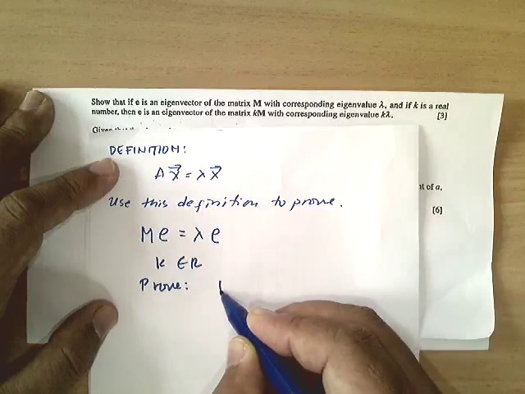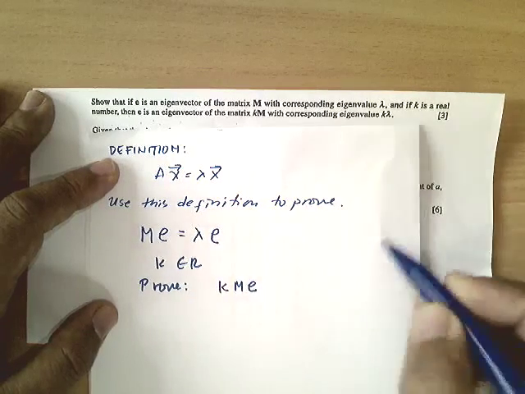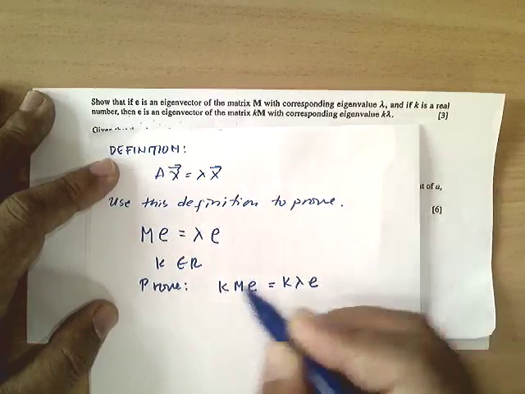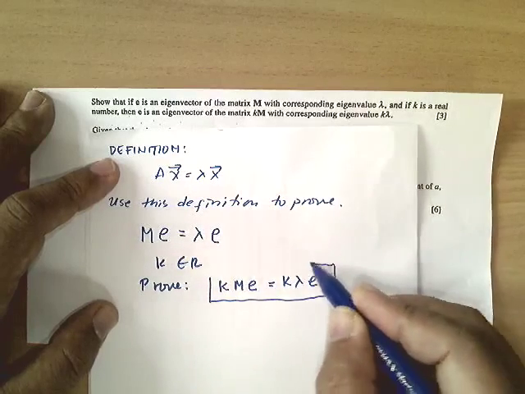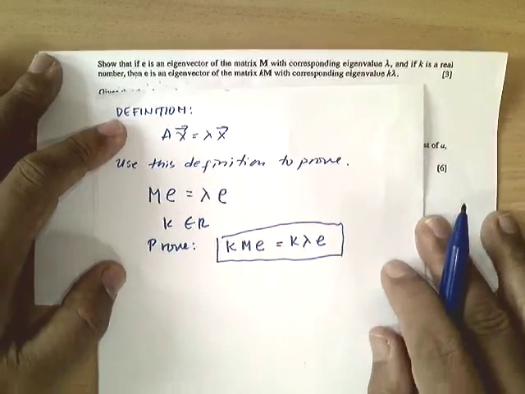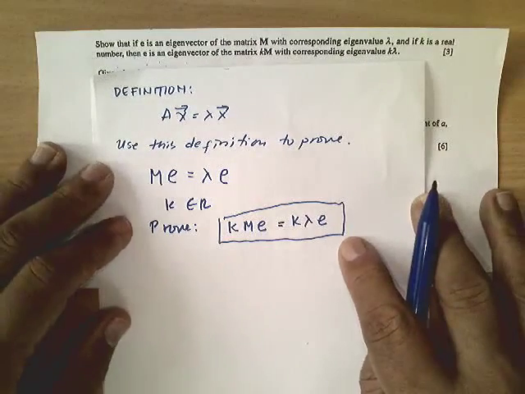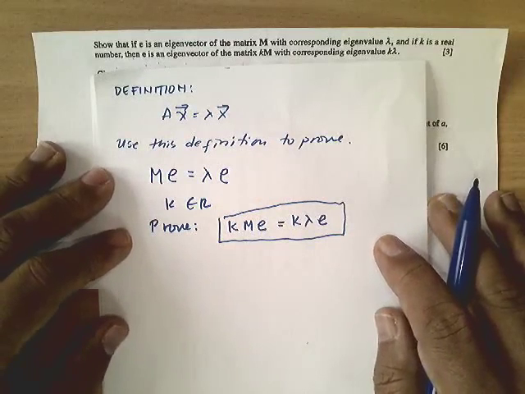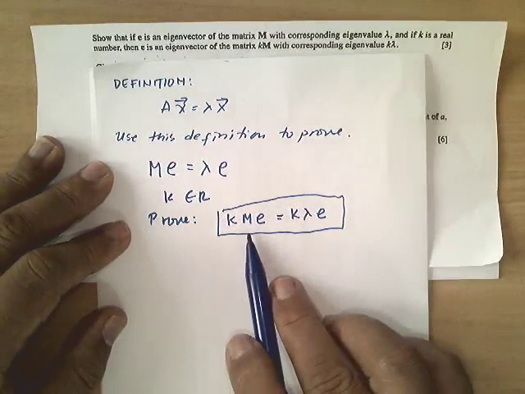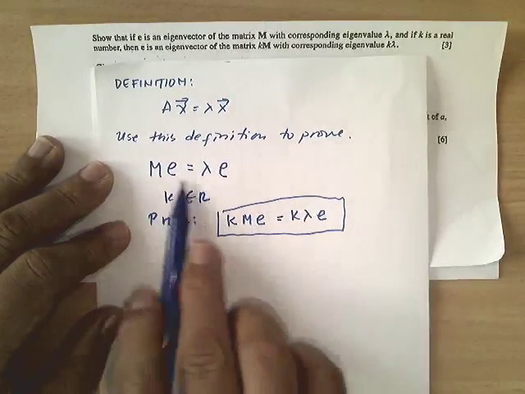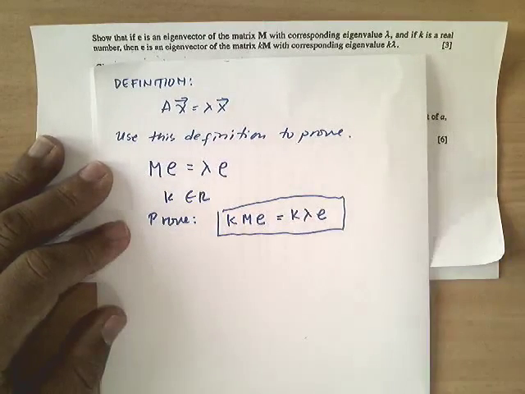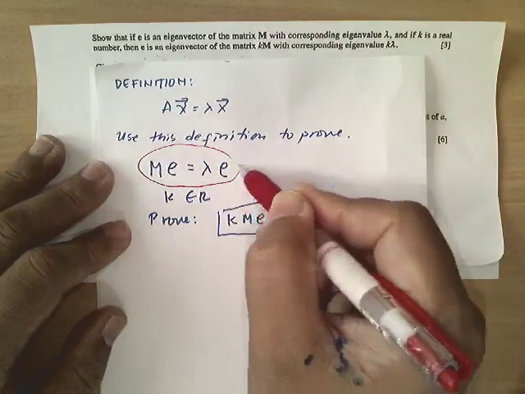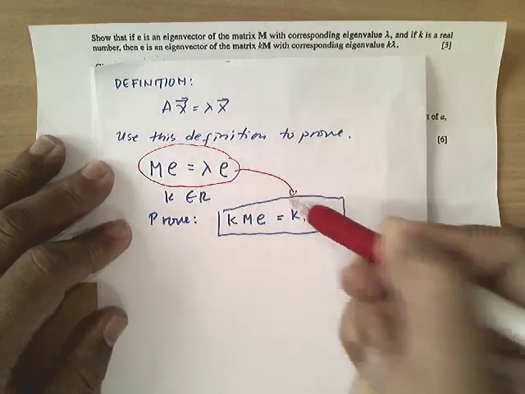So what does it mean? That KM of E is equal to K lambda of E. This is the one that you're trying to prove. Actually, proving this is not that difficult. All you need to do is play with the definition of eigenvalues and eigenvectors. From your definition, you need to simplify this, or play with this to get the right hand side.